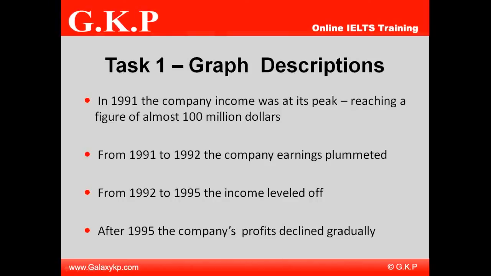Now, from 1992 to 1995, the income leveled off. So this means that there wasn't any dramatic increase or decrease. It just basically went ahead steadily. Now, after 1995, the company's profits declined gradually. Okay? The company's profits are the amount of money that they made after sales and expenses.